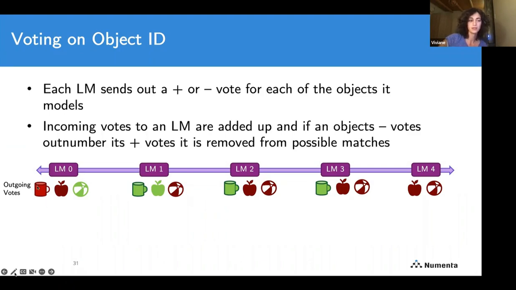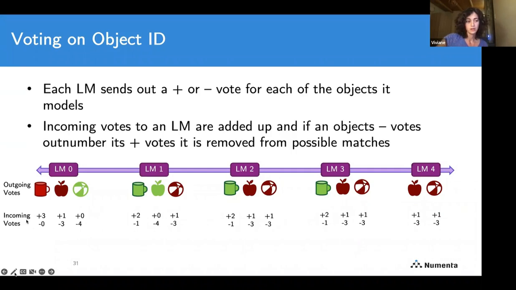Learning module 0 actually got some inconsistent input from the cup. So this one actually has a negative vote for the cup, and then all these ones have a positive vote for the cup, and the learning module 4 has no vote for the cup. So those are the outgoing votes for the learning modules.